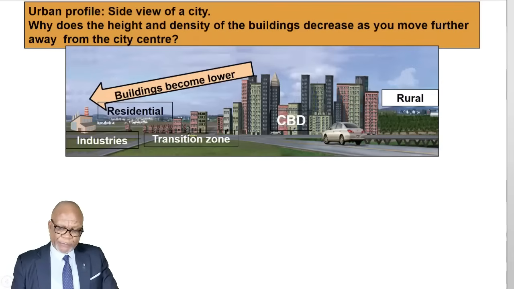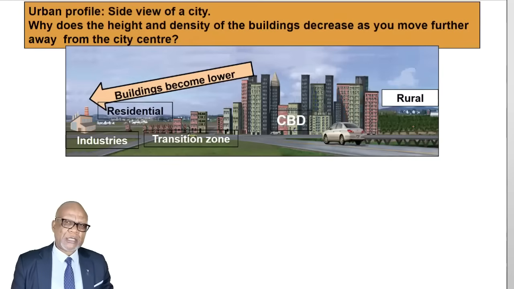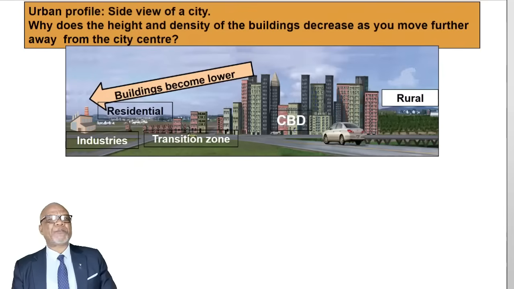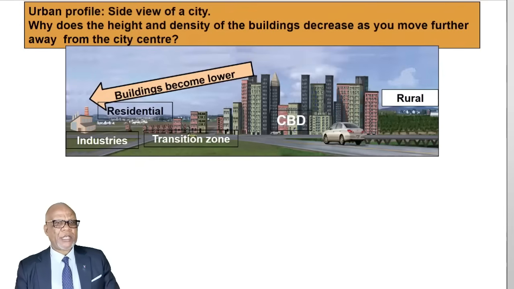And then what do we see from urban profile? We see that the buildings increase in height when you go towards the city center, and they decrease in height when you move away. And there is only one reason for that. The reason for the buildings increasing to the city center is because of the high land value. The land is expensive in the city center. That is why the buildings are taller.